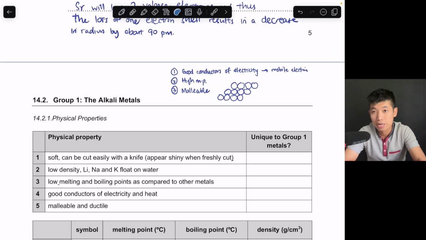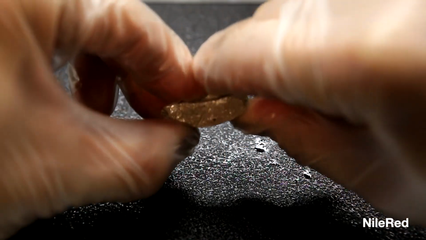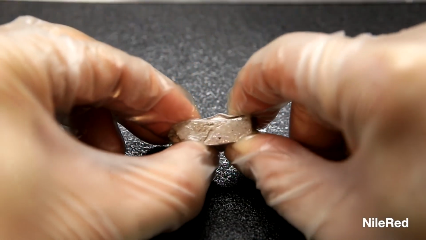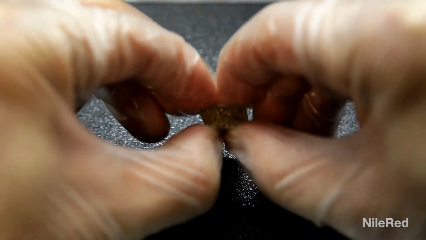So how are alkali metals different from the general metals that we know? I'm going to show you a video and you're going to tell me what are some characteristics that you observe that are unique to the alkali metals. Here we have a small piece of sodium metal which you can see is quite malleable and easy to manipulate. It's very easy to bend and even squish it just using your fingers.